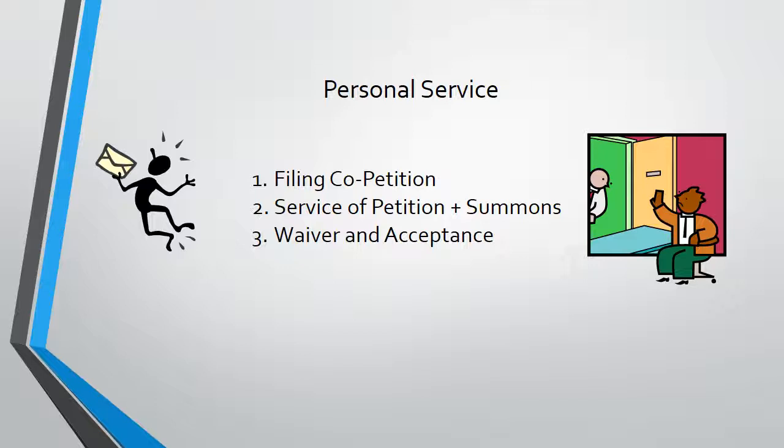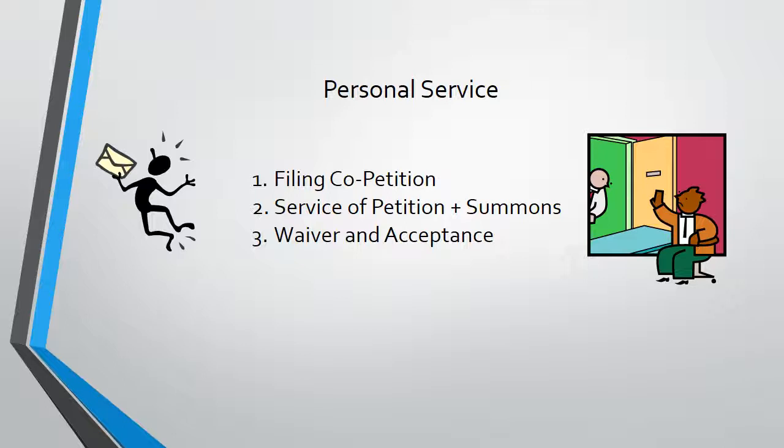Now, the third common way that the personal service requirement can be fulfilled is through waiver and acceptance. And this is where the respondent or non-filing party fills out a form that says that they waive and they accept service as it is. You don't actually have to have them personally served by a disinterested 18-year-old or older person.